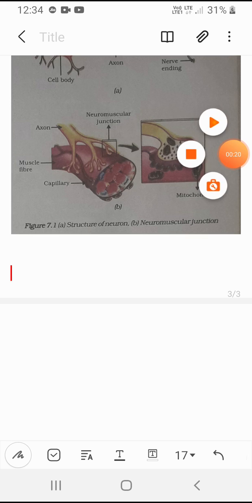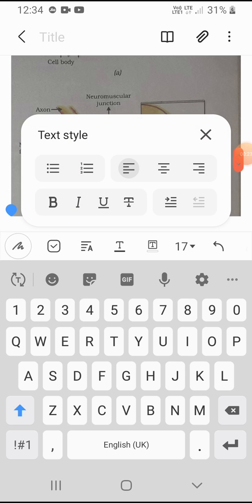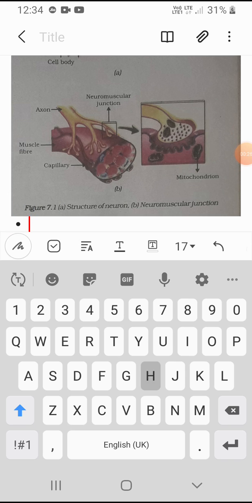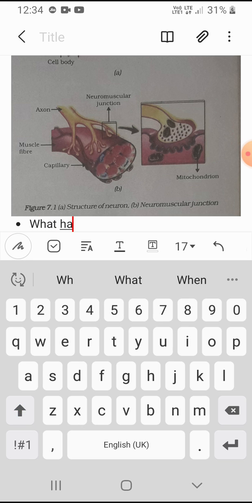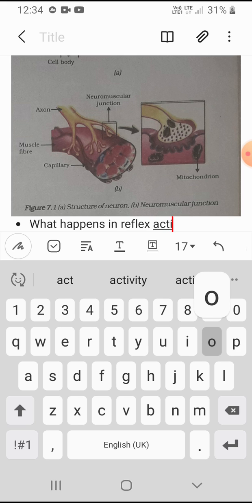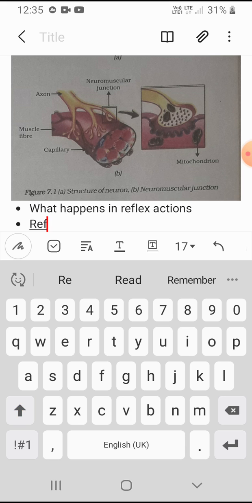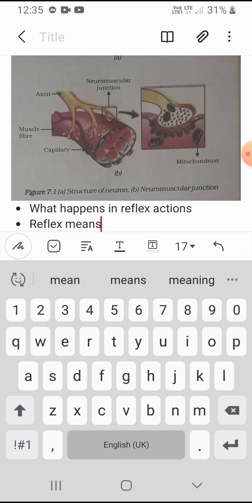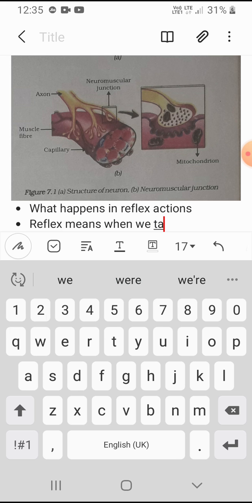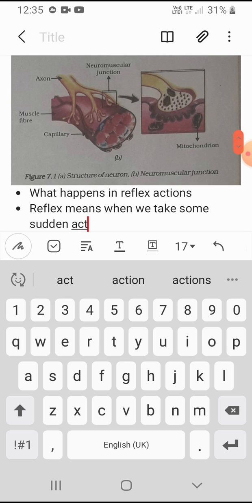Next, let's come to the reflex action. What happens in reflex action? Let's know about that. Reflex means when we take some sudden action, like when you feel your hand is burning, you will suddenly take it out.